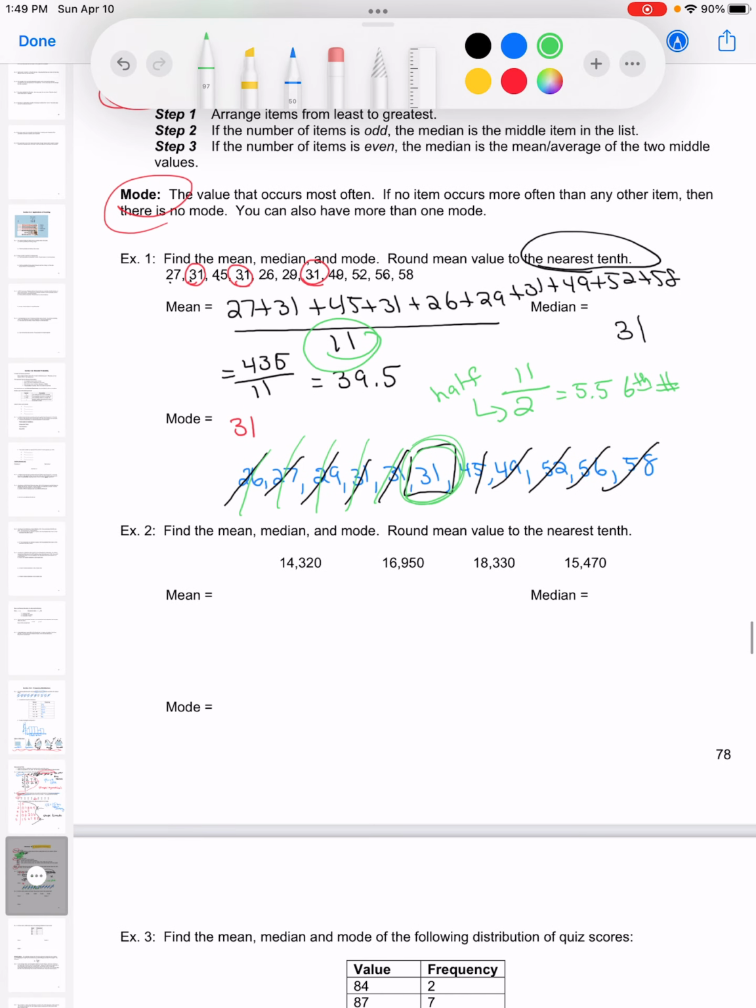All right, I've got a smaller set of numbers down here, only 4 of them. They are larger numbers, but there are only 4. So I want you guys to try to find the mean, median, and mode for these. Go ahead and hit pause and give that a shot.